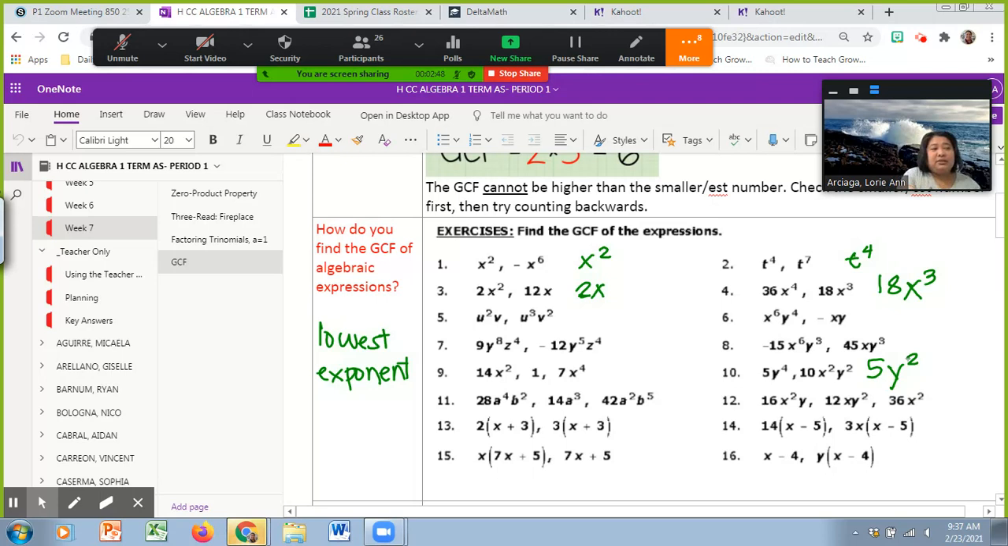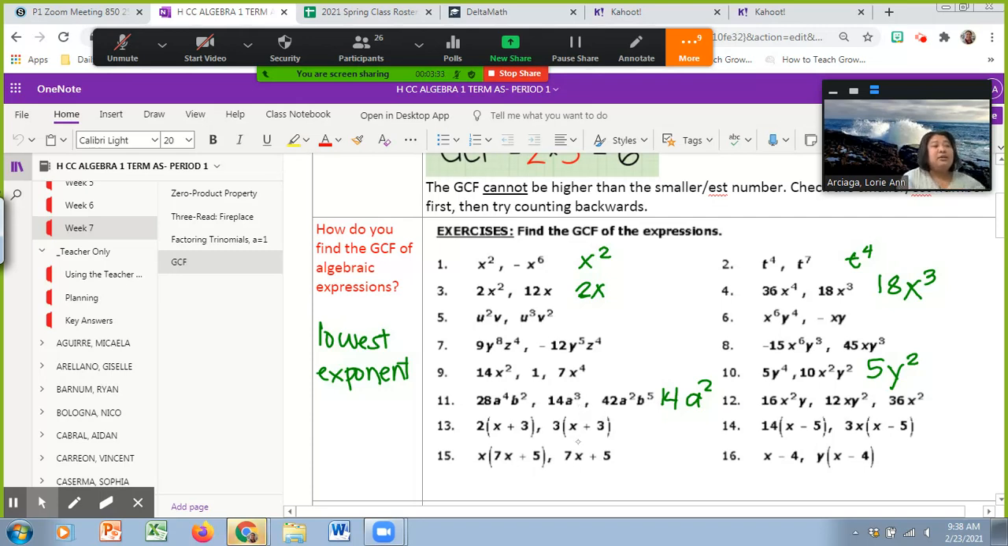Okay, let's try number 11. Let's look at the numbers first: 28, 14, and 42. So the lower number is 14. 14 goes into 28, but does it also go into 42? I think 14 times 3 is 42, isn't it? So our GCF is 14, yeah? Okay, can you tell me what variables and powers I'm going to use? A, very good. So A to the second power, because that's the lowest exponent of A. The middle one doesn't have a B, so don't use B for the GCF.